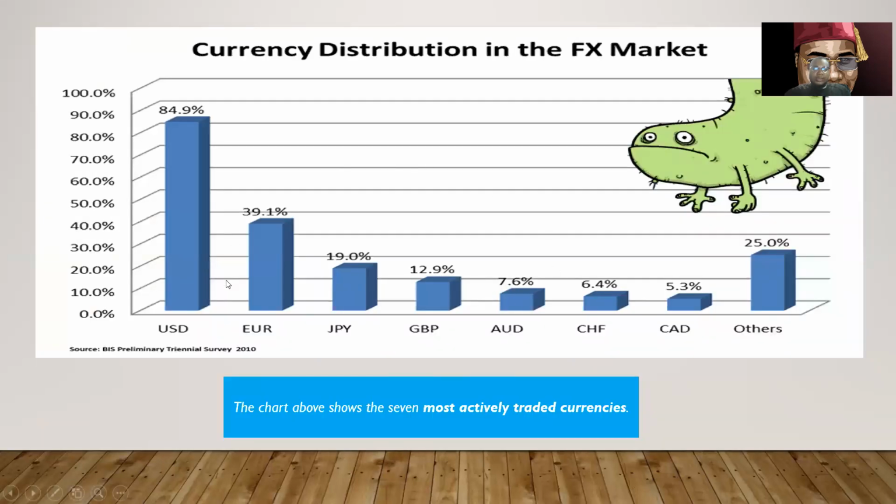So this is a chart that is actually showing the distribution in the forex market. You can see the USD, which is trading at almost 90%. The euro comes in, the Japanese yen, the GBP, that's the cable, the Aussie Australian dollar, the Swiss franc, the Canadian dollar, and then you have others. So this is how the market is being traded.